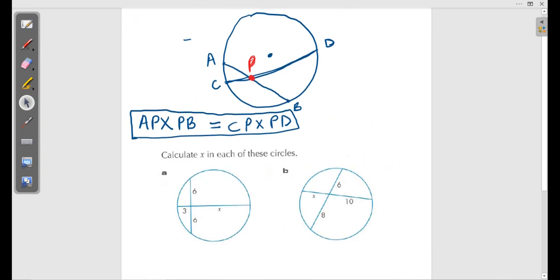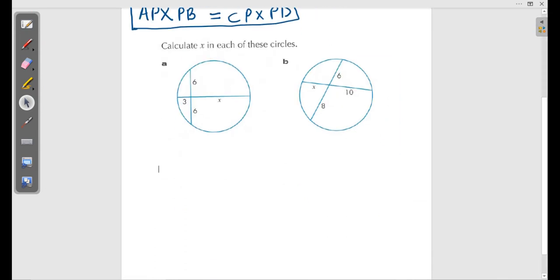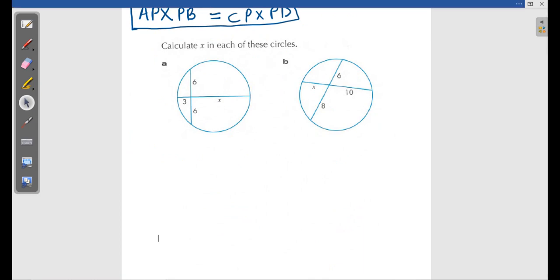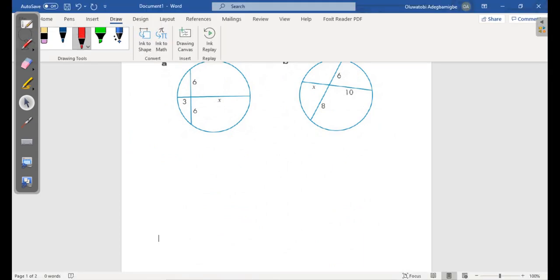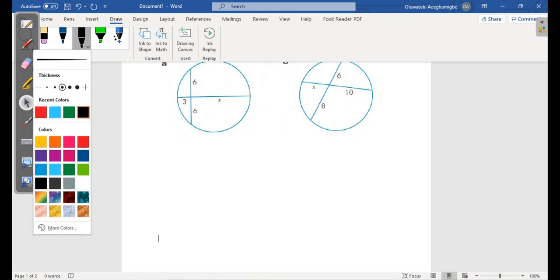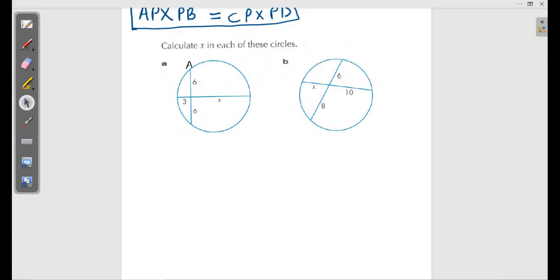Okay, so looking at this question, we want to find the values of x. Let us see the first question. Let's label the points here: this is point A, this is point B, this is point E, and this is point F.